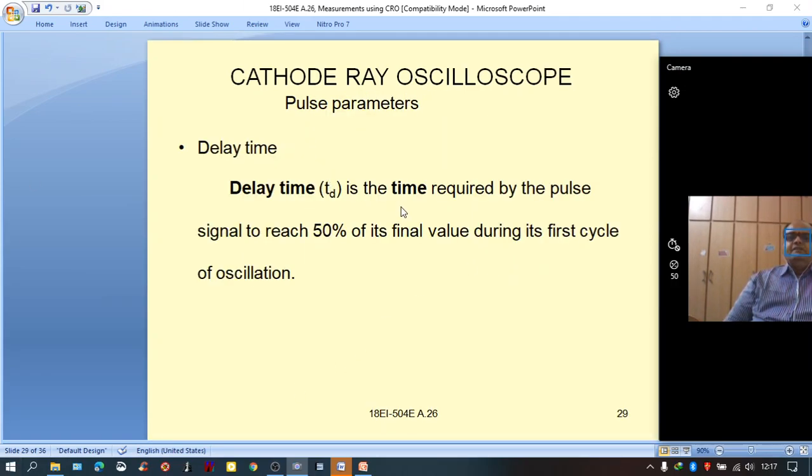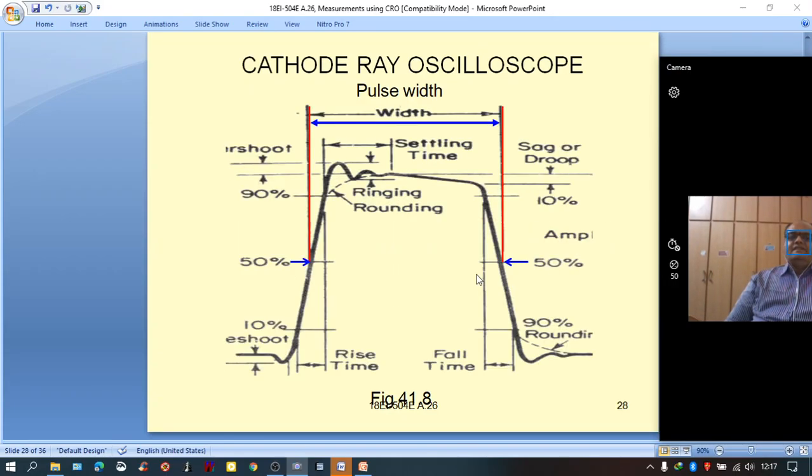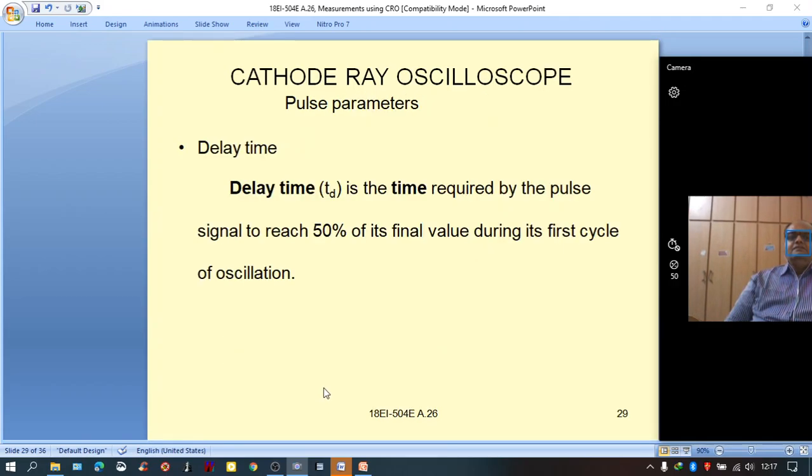Delay time. Delay time is the time required by the pulse signal to reach 50% of its final value during its first cycle of oscillation. That is, starting from the initial value to 50%. This is called delay time.